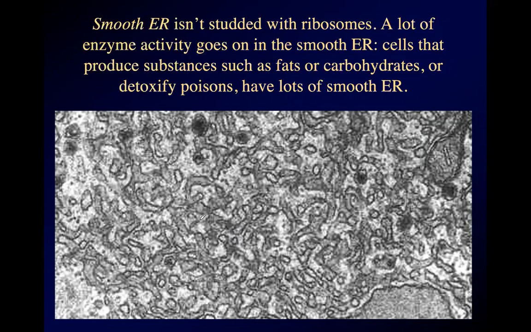And a lot of enzyme activity might go on in the smooth ER. Your liver has lots of smooth ER because the smooth ER is where liver enzymes sit and work at doing things like detoxifying poisons. If you drink alcohol, the enzymes that break it down are ultimately located in the smooth ER of liver cells. Cells that produce a lot of fats or a lot of carbohydrates may also have lots of smooth ER.